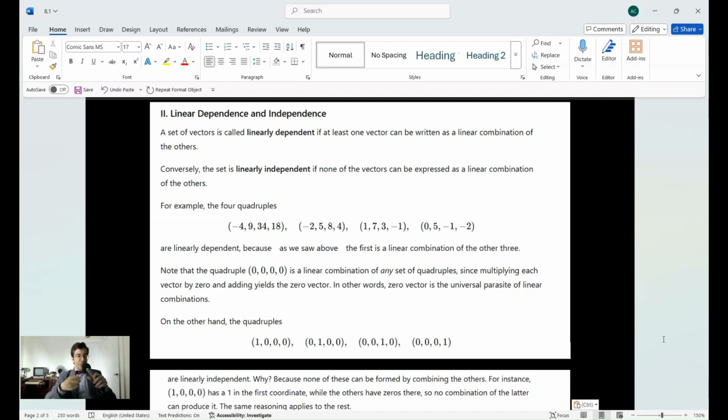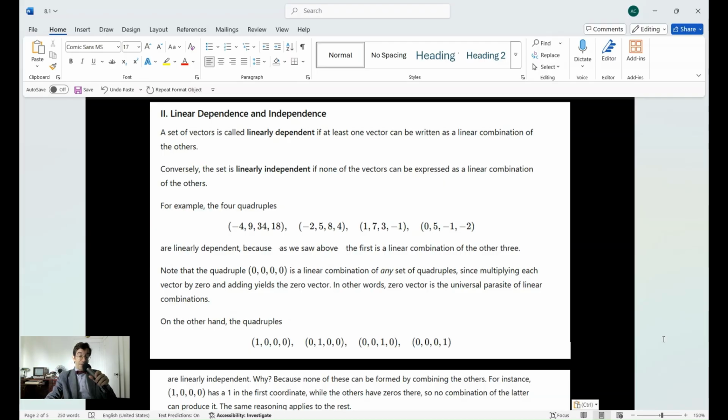For example, you have four quadruples here, right? And those are linearly dependent because, as we saw above, the first is a linear combination of the other three. And you notice that the quadruple of four zeros is a linear combination of any set of quadruples, since whenever you multiply each vector by zero and add, you yield the zero vector. So in other words, the zero vector is the universal parasite, as I always call it, of linear combinations.